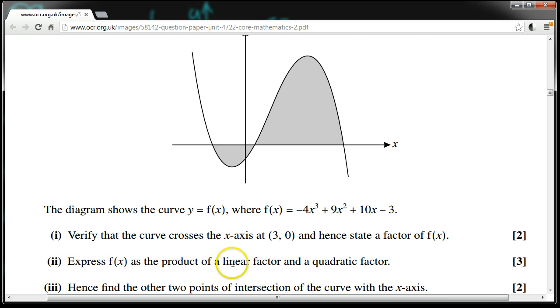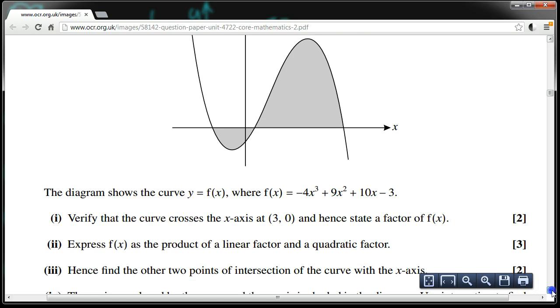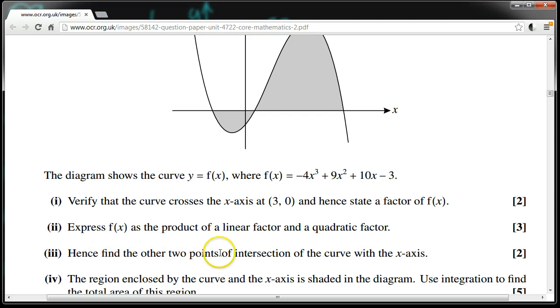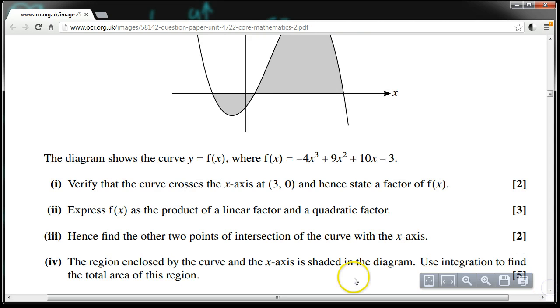Express f of x as the product of a linear factor and a quadratic factor. Hence find the other 2 points of intersection of the curve with the x-axis. The region enclosed by the curve and the x-axis is shaded in the diagram. Use integration to find the total area of this region.